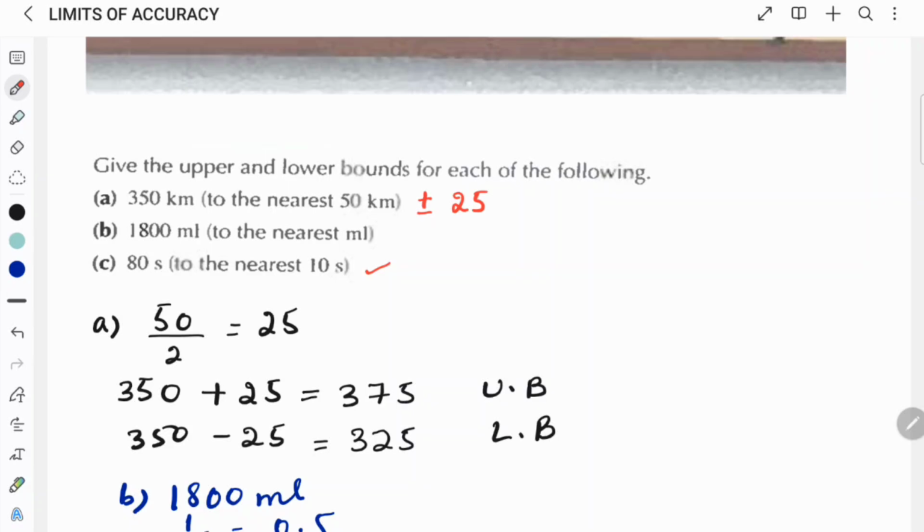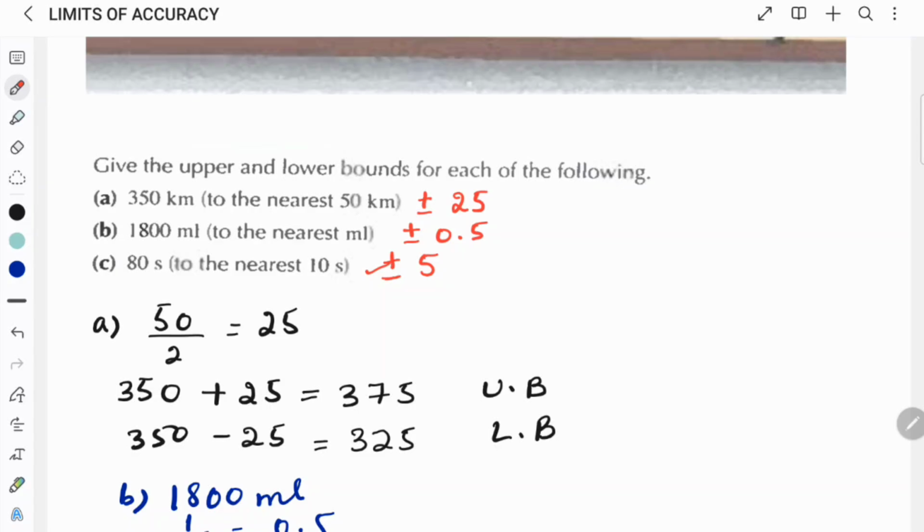Second part, it was 1800 milliliters to the nearest milliliter. Nearest means the whole number, so you add and subtract 0.5, which is 1 upon 2. 1800 plus 0.5 is the upper bound, and 1800 minus 0.5 is the lower bound. Part C, nearest 10 means 10 upon 2. If you add 5 to 80, you will get the upper bound, and if you subtract 5 from 80, you will get the lower bound.